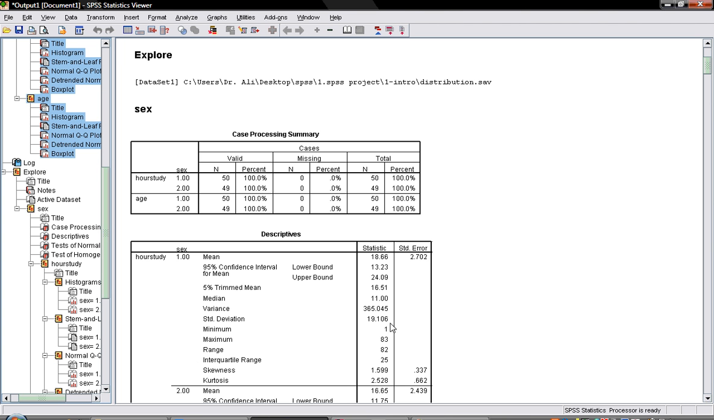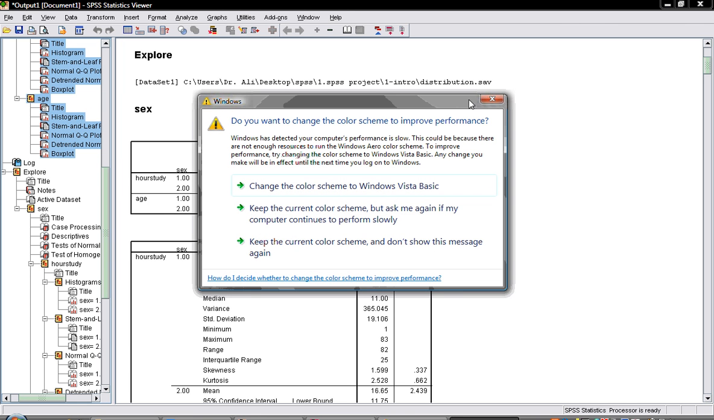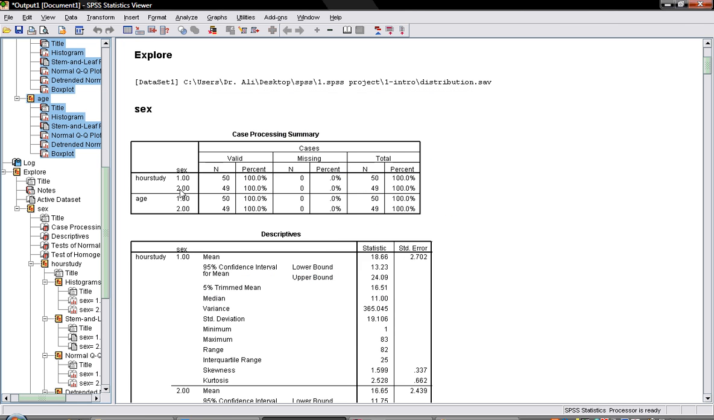this is what you are going to see. Initially there are some descriptives of your data. Make sure that you don't have any missing numbers. You have how many hours the students were studying and their age, and your data is classified based on their sex or their gender.